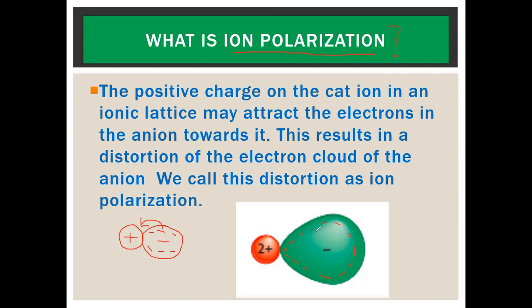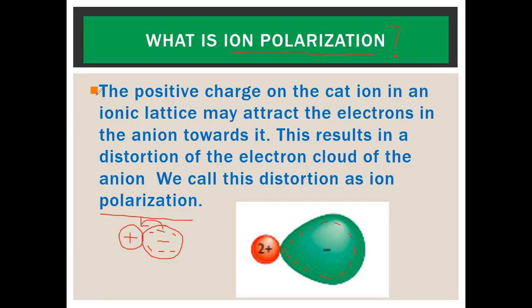Now, this is known as polarization. This distortion of the electronic cloud in the anion by the attraction of the cation is known as polarization, the simple definition of the word. Whenever we consider the attraction between a cation and an anion, the cation tends to attract the electronic cloud. Due to this attraction, the electronic cloud of the anion becomes distorted, disintegrated. This phenomenon is called polarization, right?